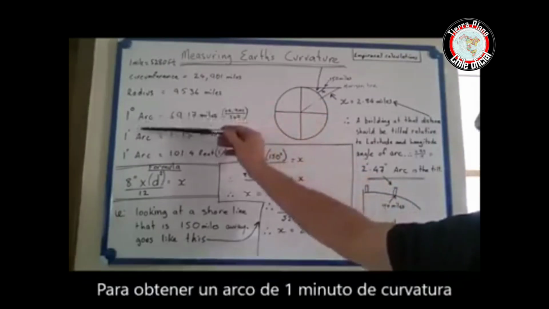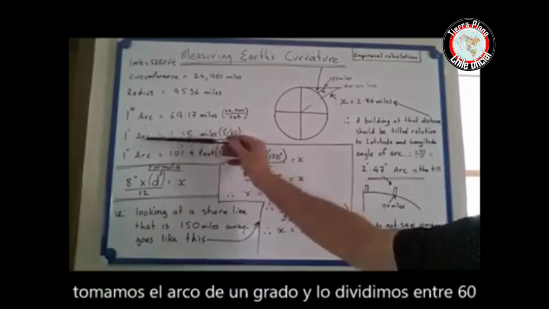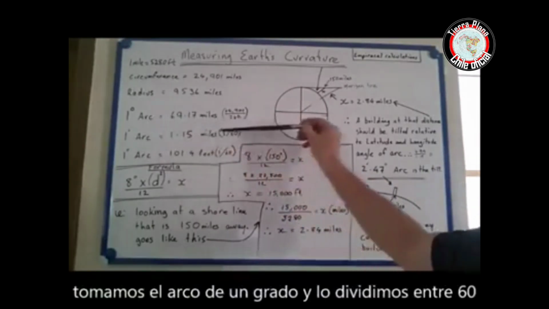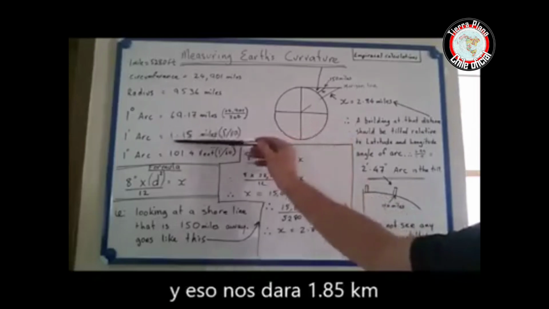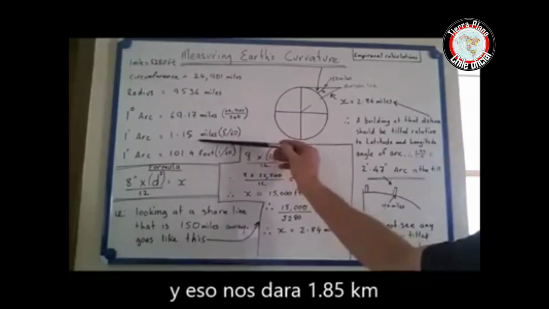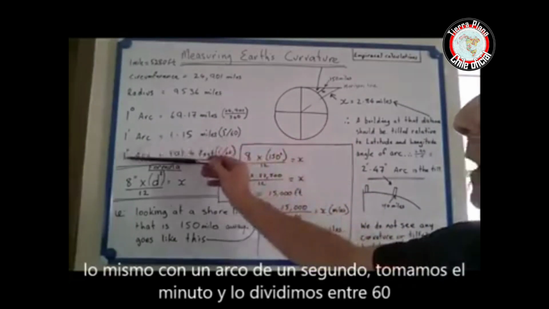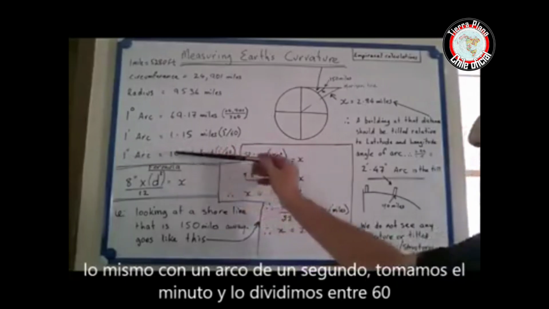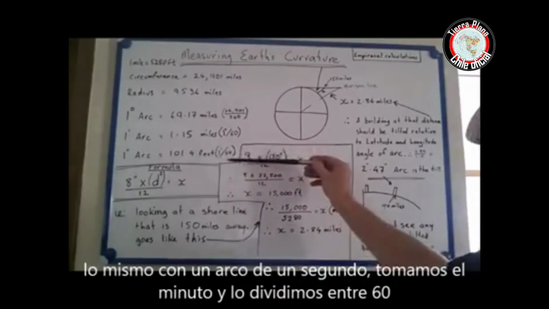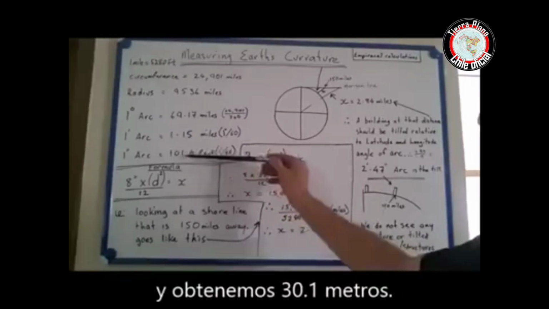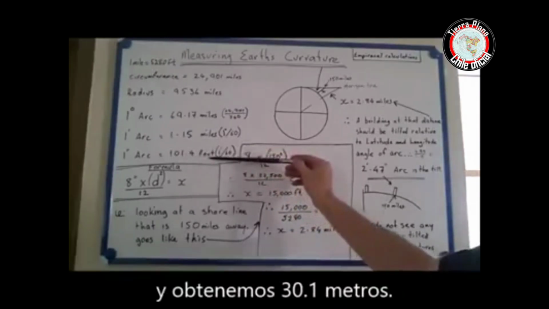To get 1 minute of arc curvature, we take that 1 degree and divide it by 60, and that will give us 1.15 miles. Likewise, with 1 arc second, we take the minute and divide it by 60, and we get 101.4 feet.